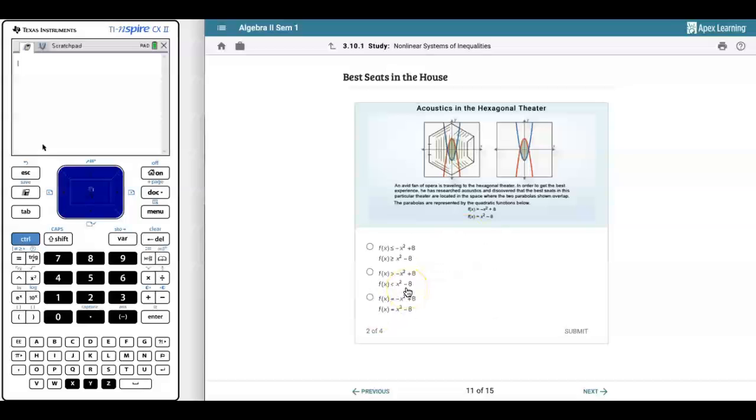To figure out what the inequality is, you can do multiple things. You can look at this and understand the directionalities. You can look at this and you can plug in values, right? And you could plug in 0, 0 and see if that passes or fails when you have the different inequalities.